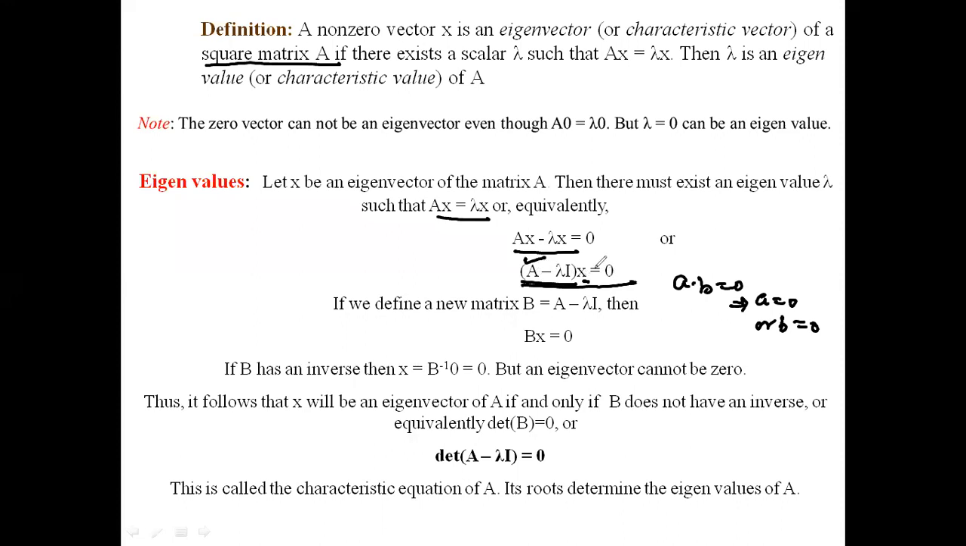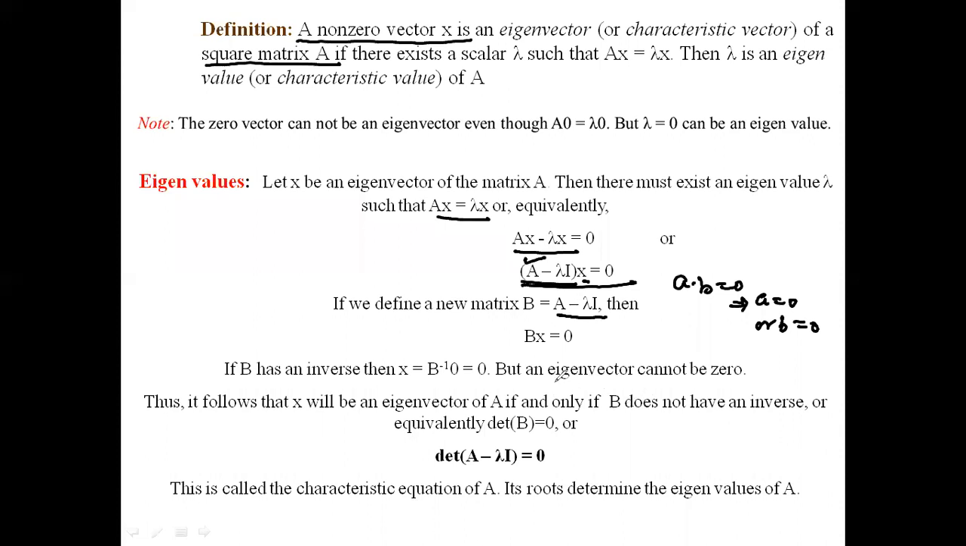But we already defined x as what? A non-zero vector. So x is not equal to 0. It means what? A minus lambda I is not the zero case. I call this B. If B is invertible, then x is equal to B inverse into 0, which is 0.